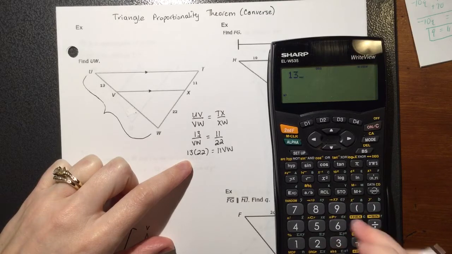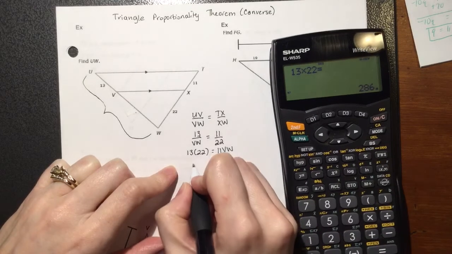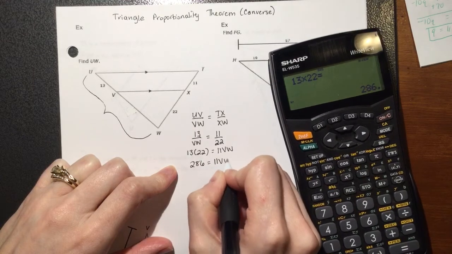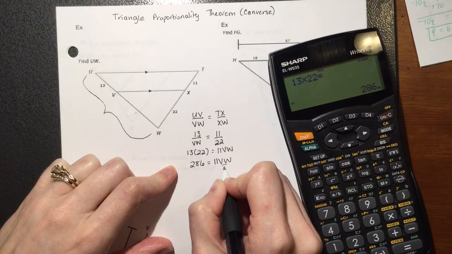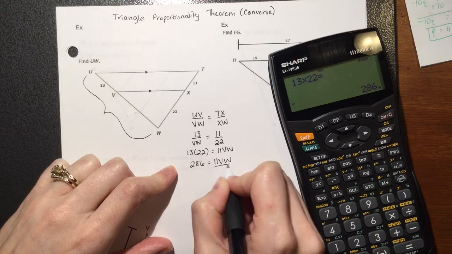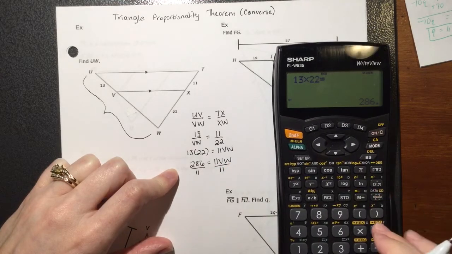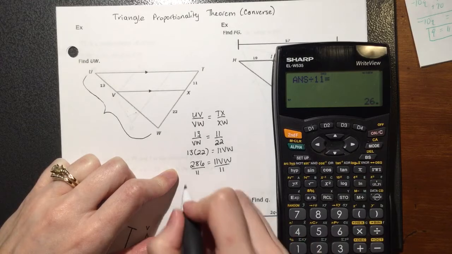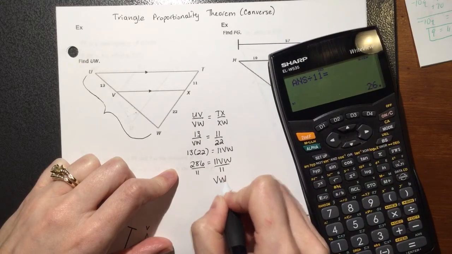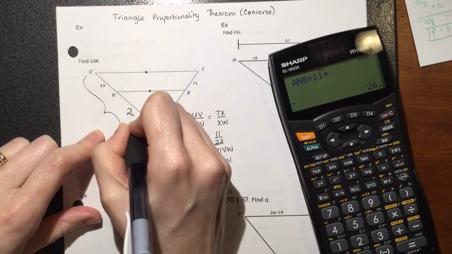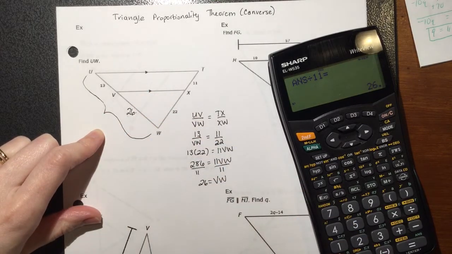So we do 13 times 22 gives us 286 is equal to 11 VW. Right now we're solving for VW, so divide both sides by 11. So 286 divided by 11, VW is equal to 26. So if I put that on in the picture, there's the 26 there.